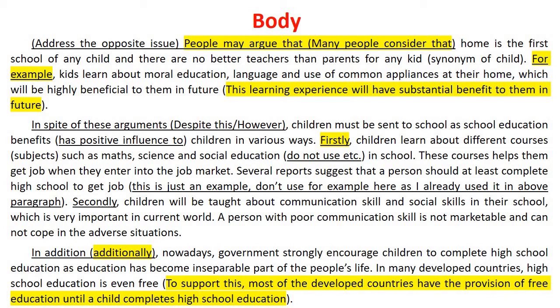So this first paragraph of the body has mainly 2 sentences. In the first sentence you are just writing a supporting point about the opposite issue, and then in the second sentence you are giving an example. And now you have to elaborate in the second and third paragraph of your body. You have to elaborate about the opinion you are agreeing with.